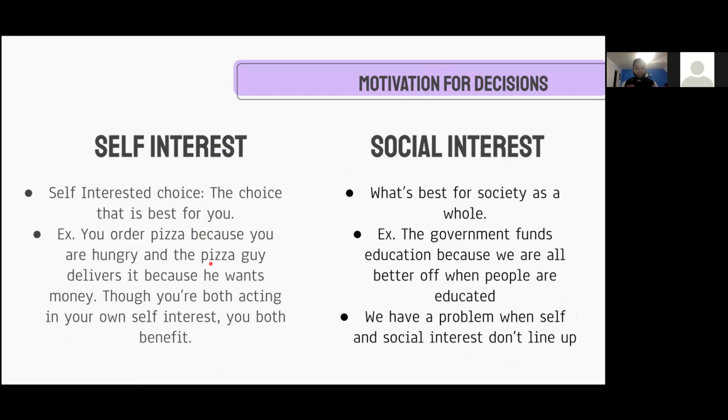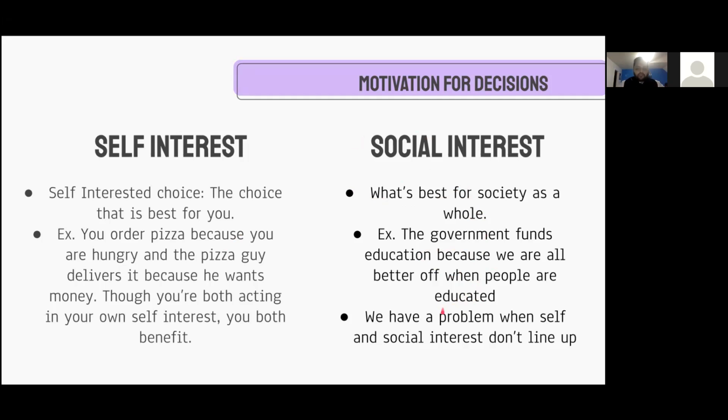The person that delivers the pizza delivers it because they want the money. So you are both making a choice out of self-interest, and as a result of you both making choices out of self-interest, you both benefit from it. That's the general idea. Social interest is when you make decisions based on what is best for society as a whole. Notably, government funds education because society is much better off when people are able to get access to education.